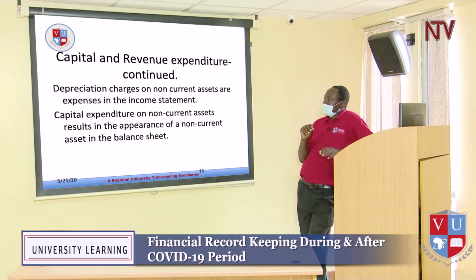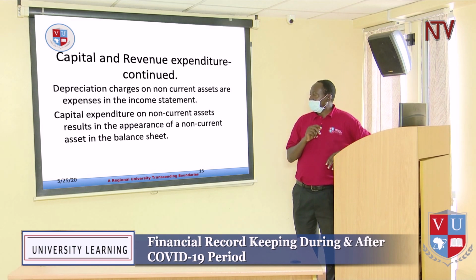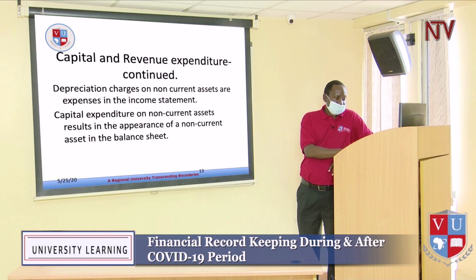As already said, capital expenditure, which is expenditure on acquiring non-current assets, results in the appearance of a non-current asset in the balance sheet. Now, revenue expenditure on the other side is expenditure incurred to acquire trading stock, goods and services that the business deals in. It is also expenditure on wages and salaries. It is also expenditure on rent and all the other operating expenses.